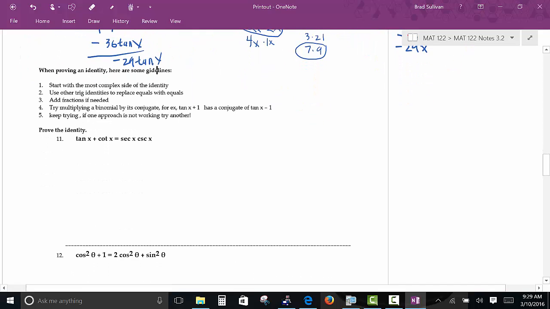Now here's my favorite stuff. This is really fun too, I promise you. We're going to prove identities. We're going to prove that one side is the same as the other side.